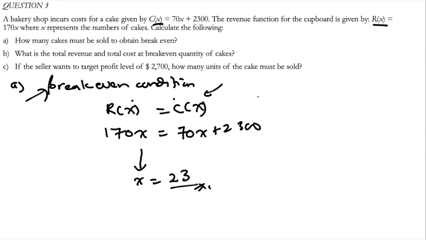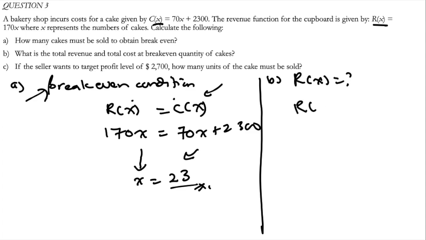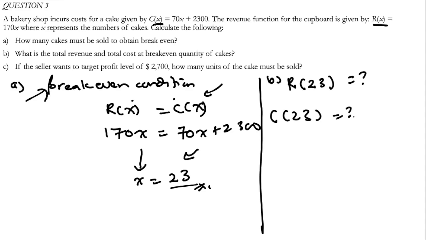Okay, now we move to question number B. What is the total revenue and total cost at break-even quantity of cakes? So this is the quantity of cakes that gives you break-even. Now you need to calculate what is the revenue, what is the cost. Sorry, let me erase it first. What is the revenue at the break-even? Or in other words, what is the revenue when 23 cakes are sold? And then what is the cost when 23 cakes are sold? That's the question. So you need to calculate these two. So you must have these two answers.